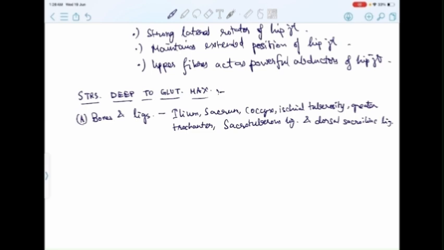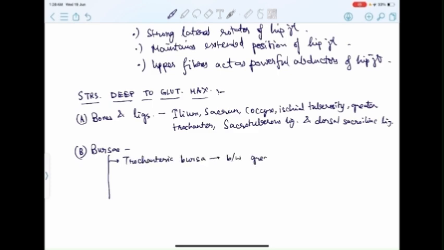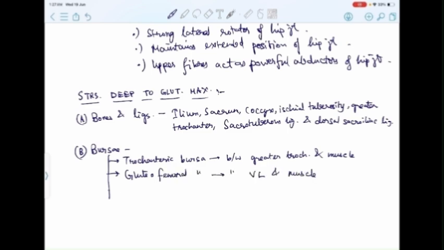Right. Moving on to the bursae. 3 bursae: trochanteric bursa between greater trochanter and the muscle. What muscle? Gluteus maximus muscle, right? I'm not writing the name because you know it's deep to the gluteus maximus. Gluteofemoral bursa between vastus lateralis and the muscle.